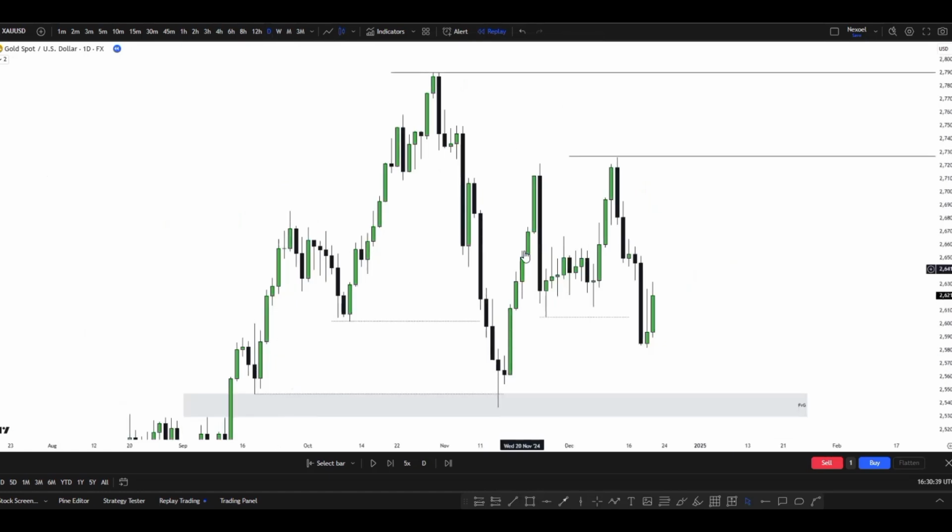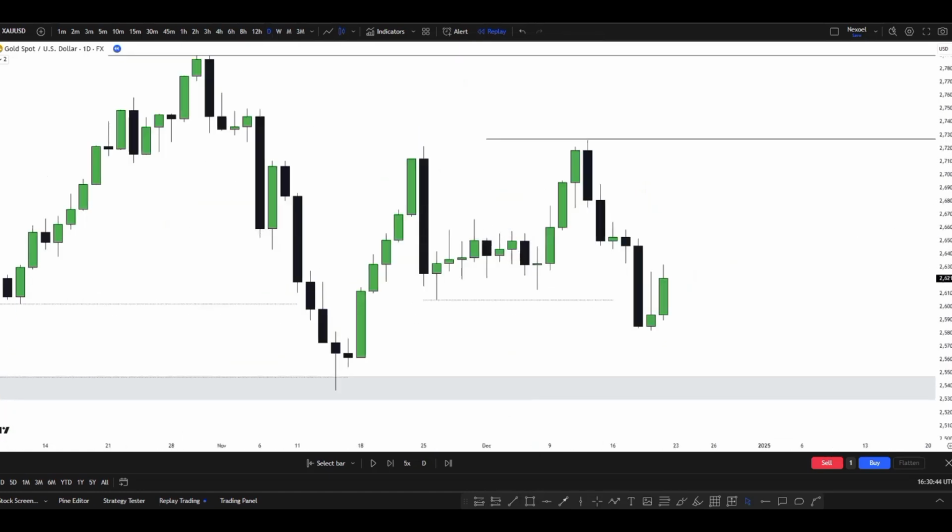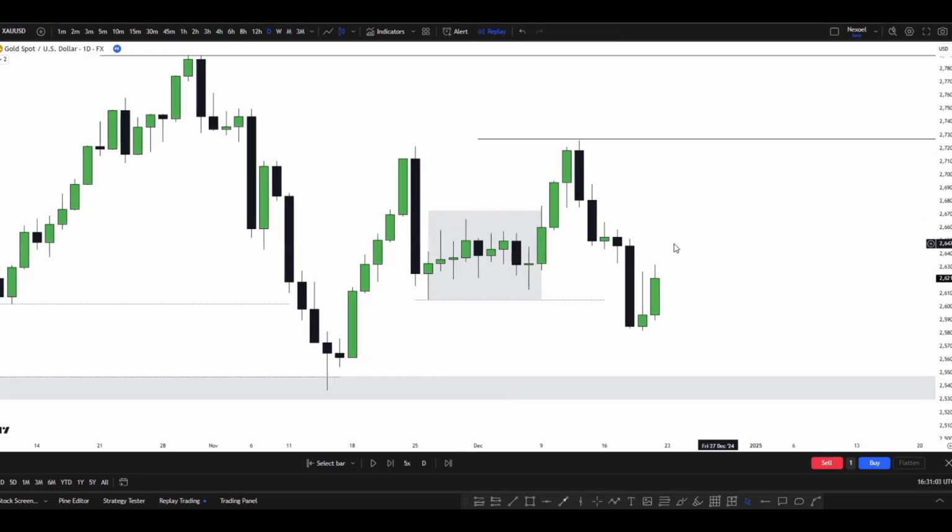Price gave this bullish reaction to the upside. Price returned to the downside. And what you can clearly see here is we have this accumulation. Price created this accumulation, which is also giving us liquidity, meaning we have sell side liquidity resting here. We have buy side liquidity. And basically, when we have accumulation, we're looking forward to the manipulative movement.